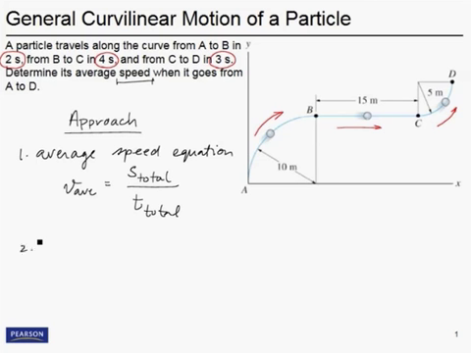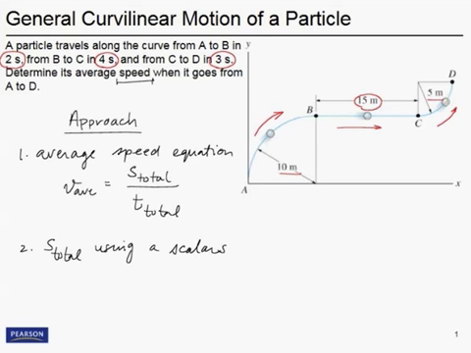And then in step 2, we're going to focus on the thing in that equation that we don't know, and that is S total. We're going to calculate S total using a scalar approach. This is actually a reasonably straightforward problem. Let me make some observations about what we know first. From B to C we know the length of the path is 15 meters. And from A to B and from C to D are quarter circle paths, and we know the radius of the circle in each case. So this is going to be a pretty straightforward way to go.